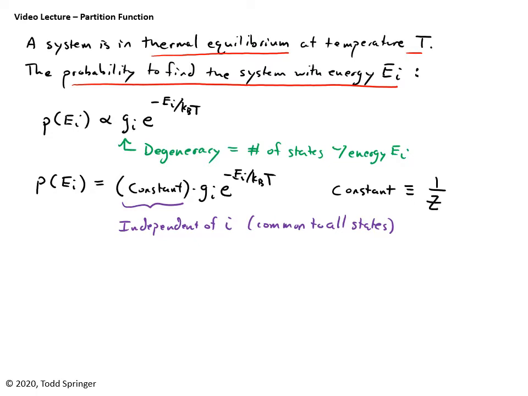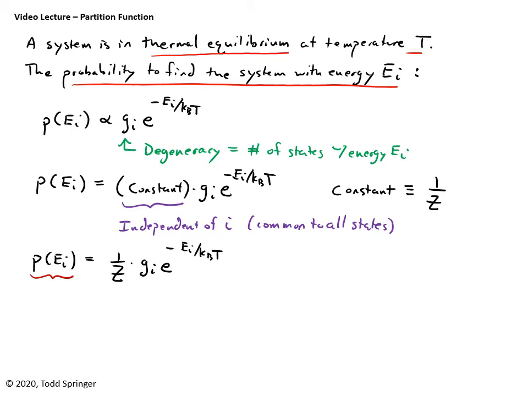So then I have P of Ei is 1 over Z, no longer proportional, it's equal to 1 over Z times gi e to the minus Ei over kBT. Okay, I'll come back in a second to why it's called 1 over Z, but let's think for a second about how to calculate it. So this is a probability, right? It's the probability that the system is found in state Ei.